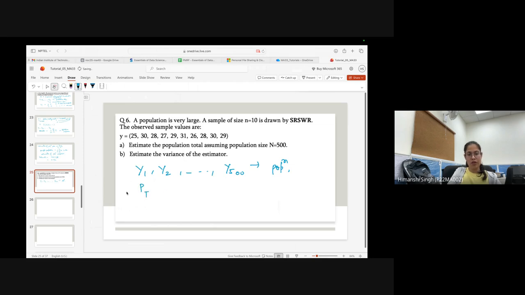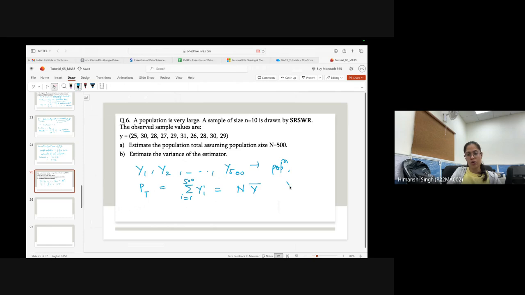So this is the population total. These are the numeric quantities and I want to sum them up. This is the population total where i goes from 1 to 500. Now, because I do not know the values of the variables for the whole population, I want to estimate this. First of all, I can write it as N times Y bar.